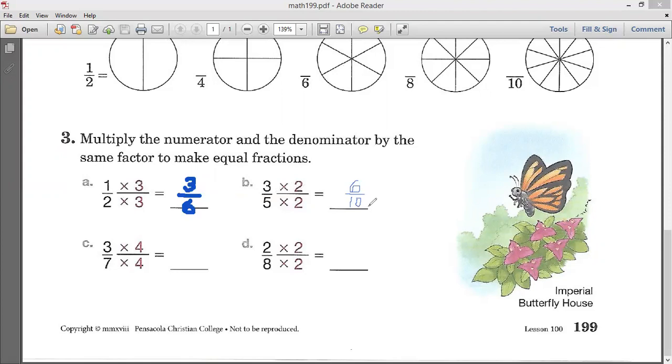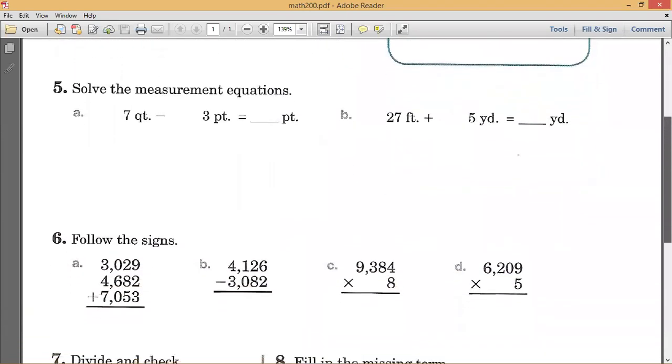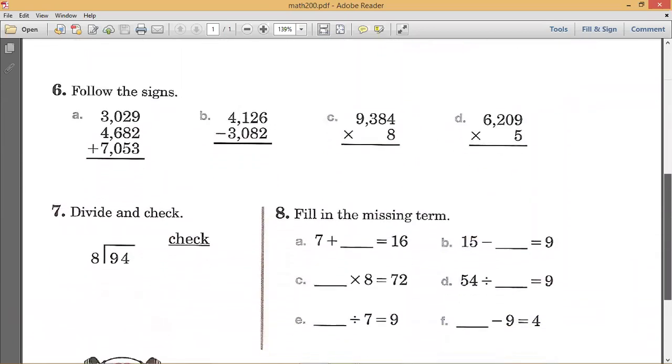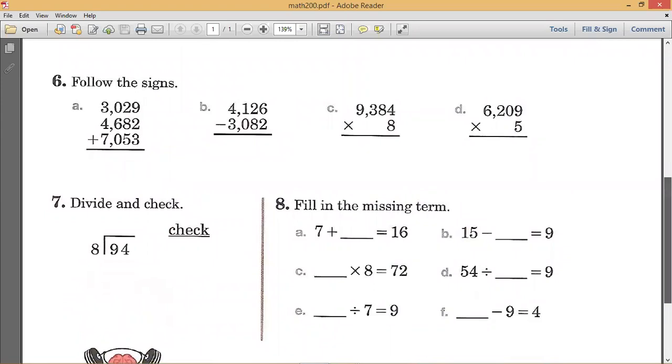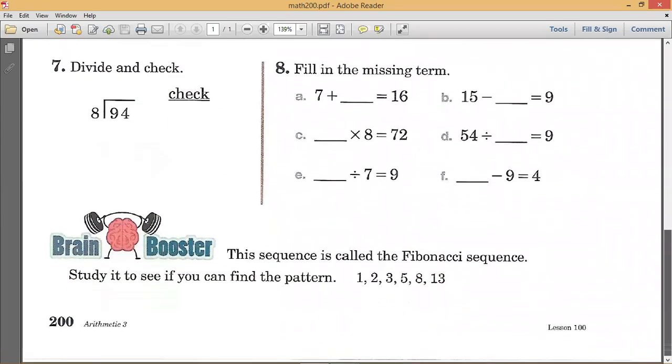Okay, so let's move to page 200. For page 200, you have number 4, story problems, and you have to write your answer here in the workspace. Number 5, you have to solve the measurement equations, A and B. Number 6, follow the signs. Be very careful with your signs. 7, divide and check. Number 8, fill in the missing term.